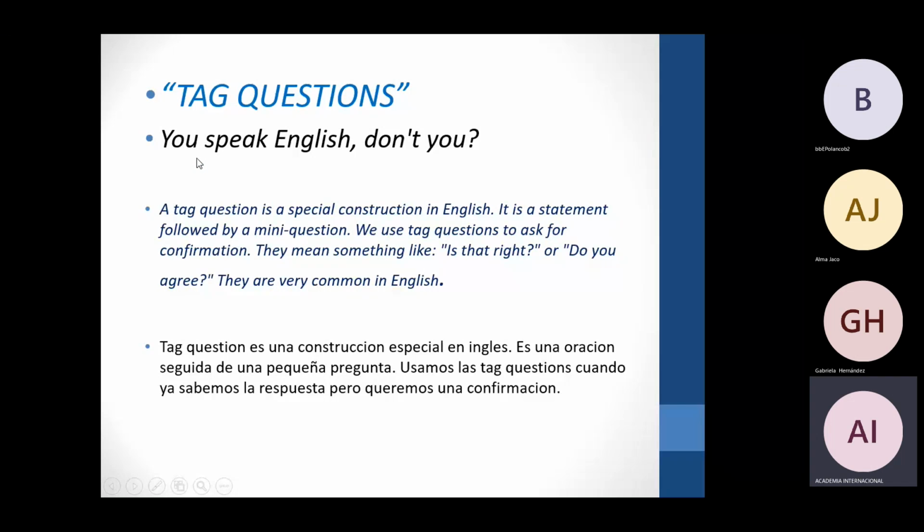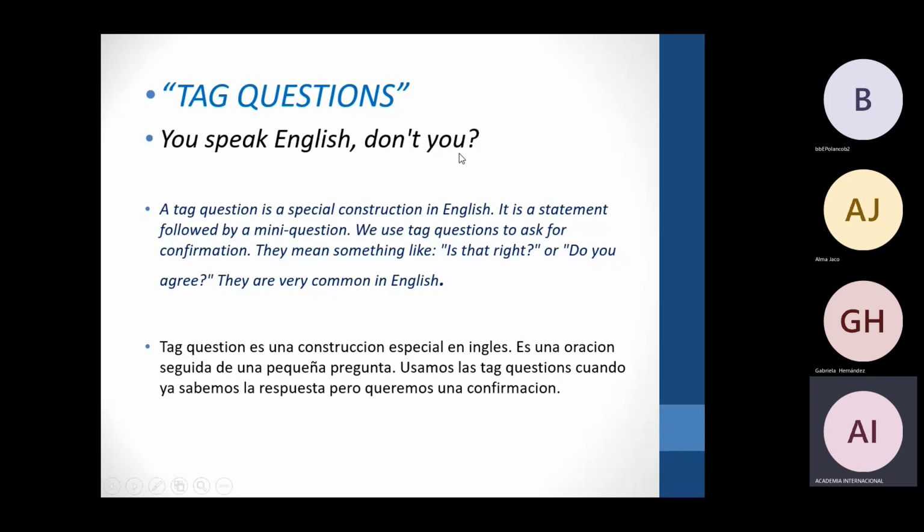Por ejemplo, ¿cómo podríamos interpretarlo? How can we interpret it? This example that we have here. You speak English, don't you? And it is similar to when we say in Spanish, ¿Hablas inglés, no? Lo sabemos, pero queremos que nos confirme. ¿Hablas inglés, no? Y eso quiere decir el don't you.